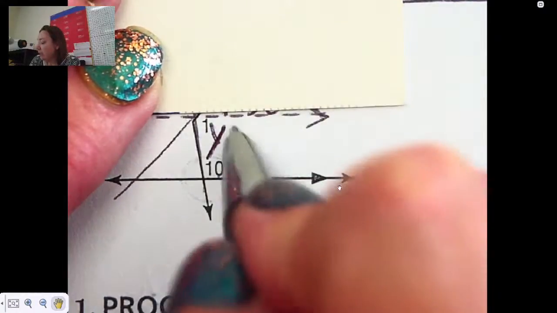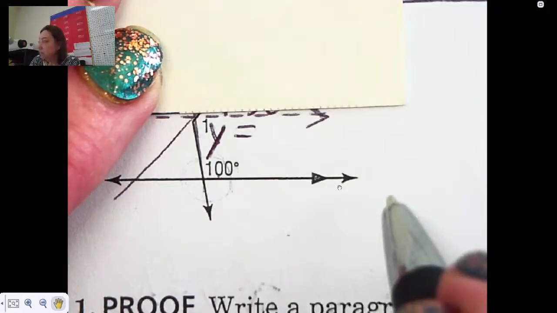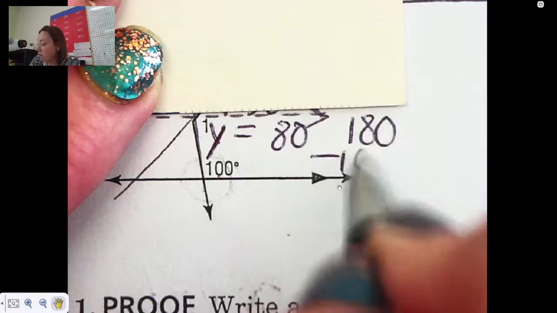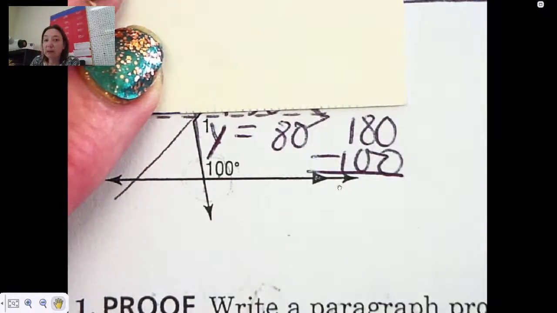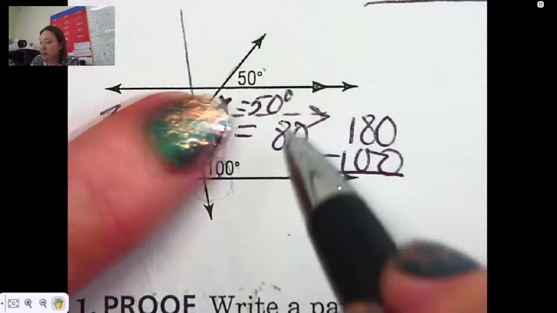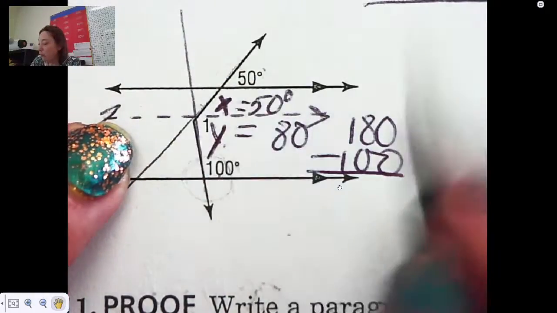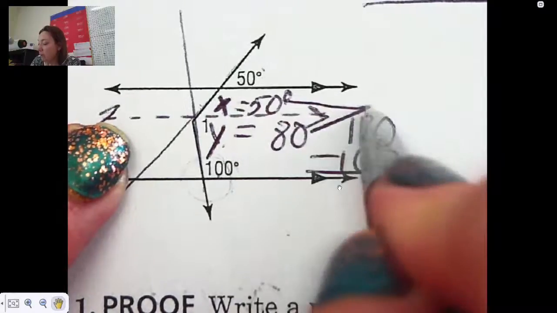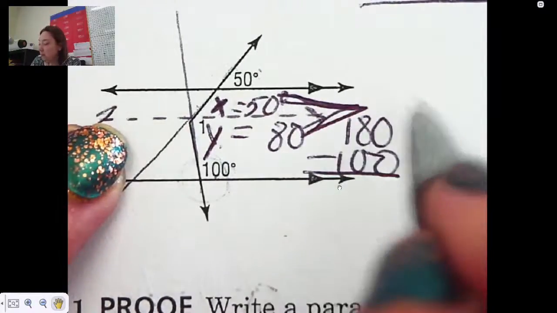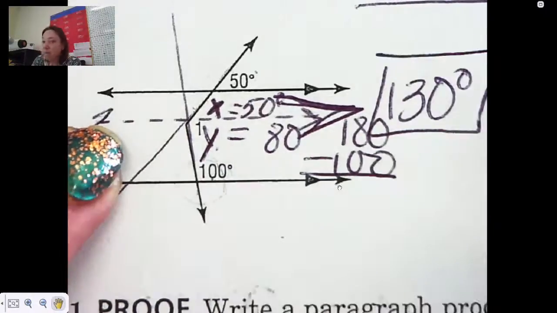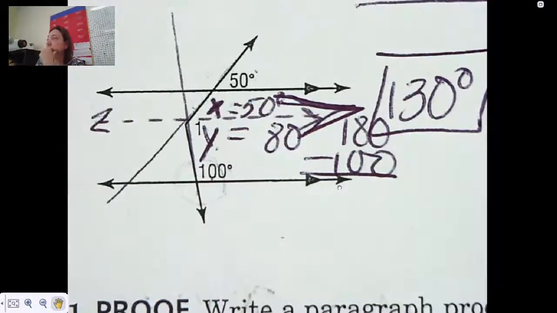So if Y plus 100 is 180, what does Y have to be? 80. And so how do we get that? 180 minus 100. That's how we got that, right? Now, look. We know this one's 50. We know that one's 80. If we put those together, what is 50 plus 80? $130. Y'all see it?